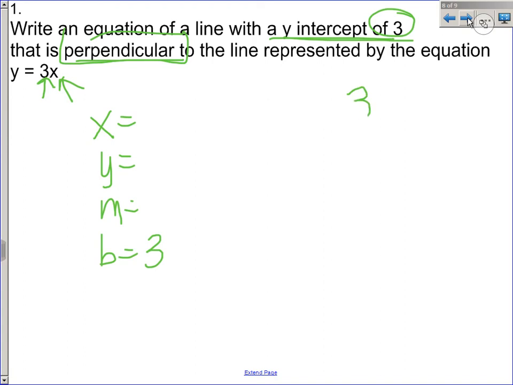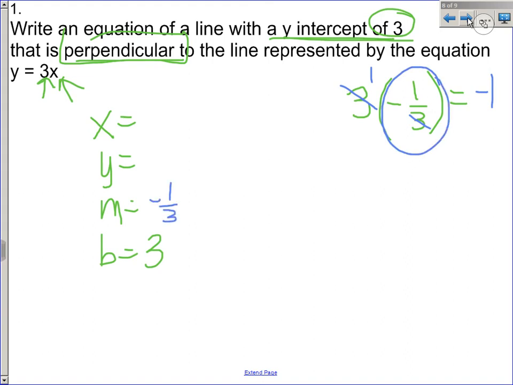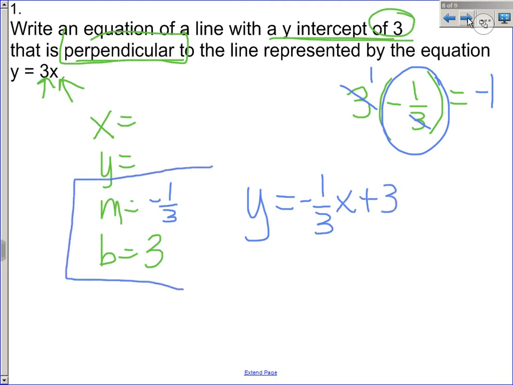If it's perpendicular to a line with a slope of 3, I know it's going to have to be the opposite sign reciprocal. So if we test that out, multiply it together, these cross cancel, it becomes 1. It ends up being -1, and that is our correct slope. So our slope for a perpendicular line would be -1/3. Writing the equation of the line, y equals -1/3 x plus 3. So even though I lay it all out, the m and b are the only values I need. And I always identify by writing x, y, m, and b what I have so that I can work toward my equation.